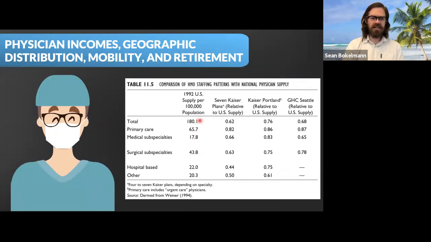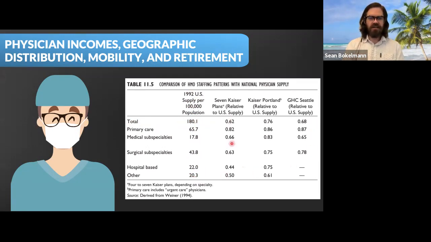All right, so what we see here, we've got total US supply of physicians per 100,000 population. So overall, 180 physicians per 100,000 population. And then we can break that down into different subspecialties. So we've got primary care, almost 66 doctors per 100,000, and so on. So we've got about 18 medical subspecialists, about 44 surgical subspecialists, about 22 hospital-based physicians, and about 20 other physicians.